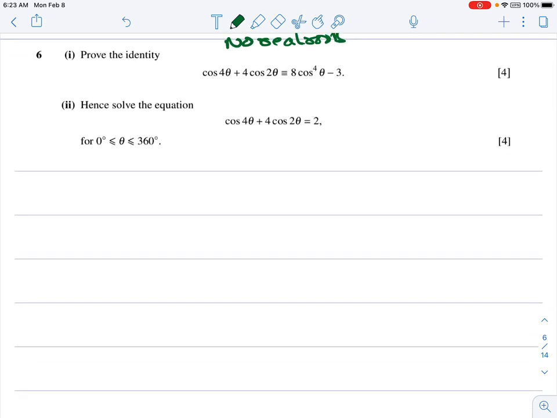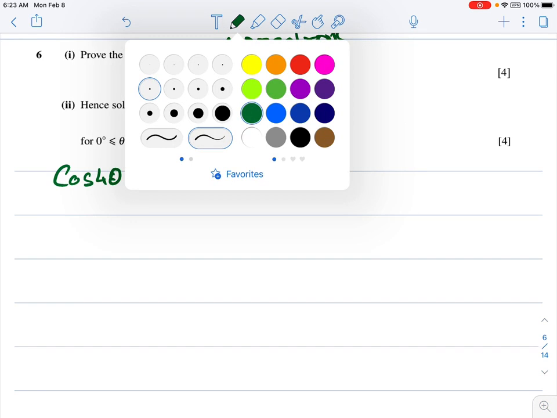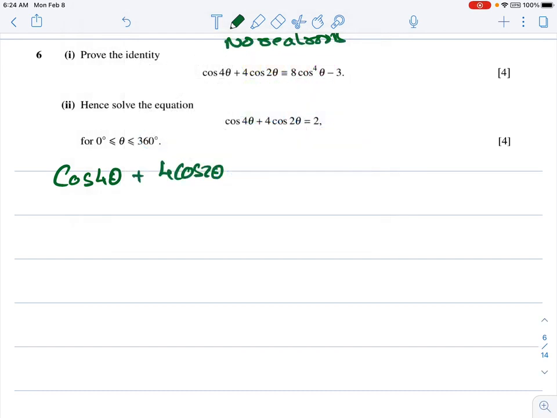Question number 6. Prove the identity cos 4 theta plus 4 cos 2 theta is equal to 8 cos to the power of 4 theta minus 1. So cos 4 theta plus 4 cos 2 theta. First of all, we'll find the formula for cos 2 theta. Cos 2 theta formula is, I want everything in terms of cos, right? 2 cos square theta minus 1.